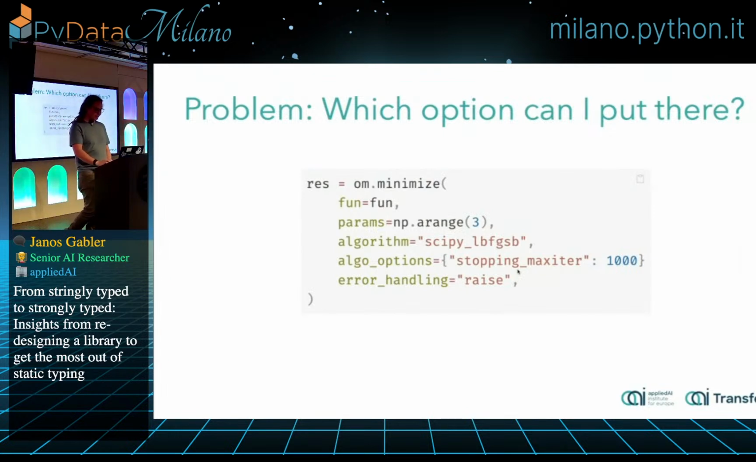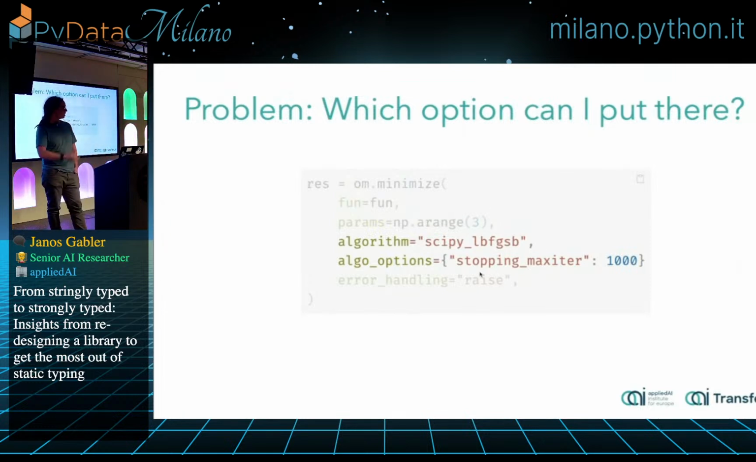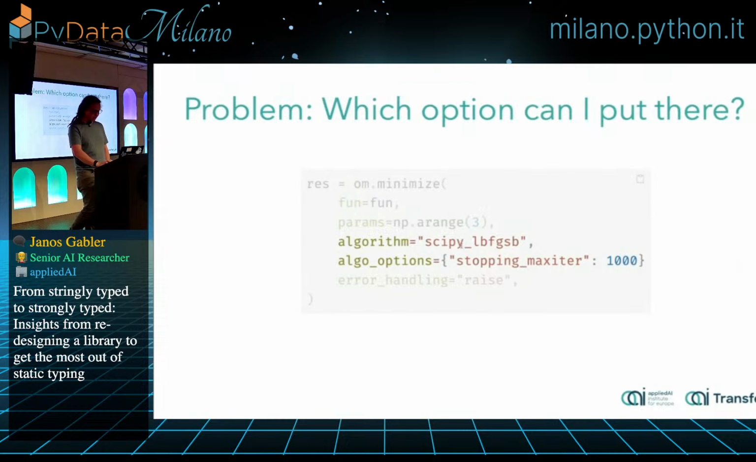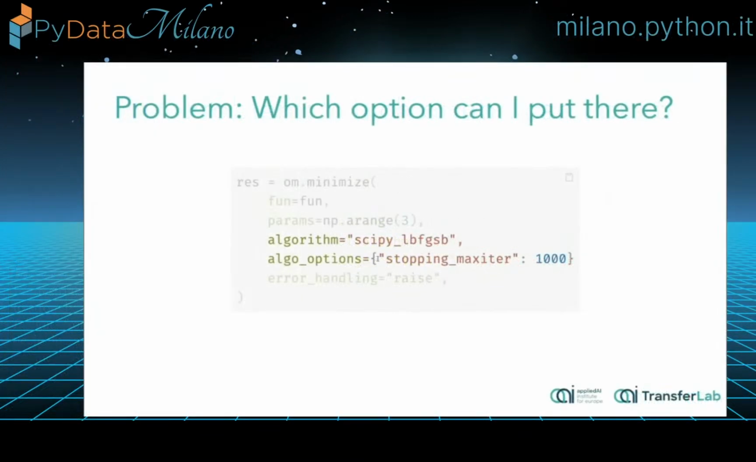And now let's come to the next problem, and that's the question: if I have this stringly typed pattern of an options dictionary, what can I put there? In my case, I selected a scipy lbfgsb optimizer, but how did I know that I can put stopping max iter, and what else could I put there, and what are the valid values?